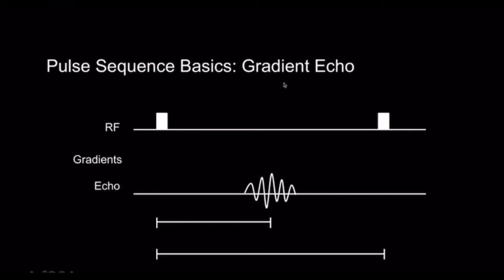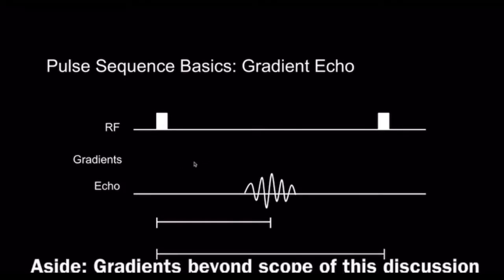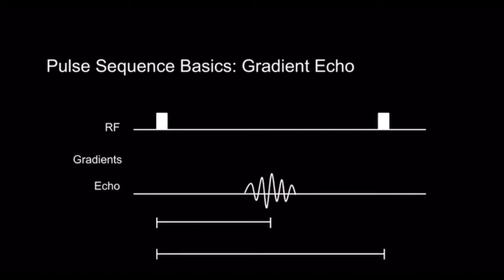A gradient echo pulse sequence starts with a single RF pulse. For example, this is a 90-degree RF pulse, but it can be lower. Magnetic field gradients are then applied, and we don't have time to go into details about gradients, but essentially gradients result in a varying magnetic field in space in a particular direction. That's why they're called gradients. So you can have X gradients and Y gradients that vary in the X and Y planes respectively, for example.